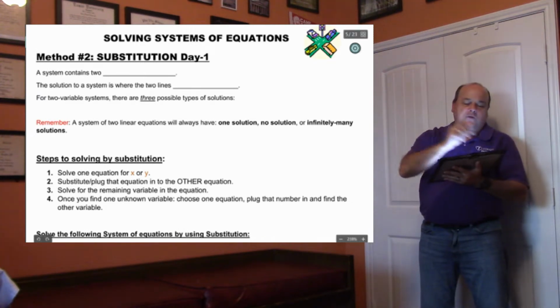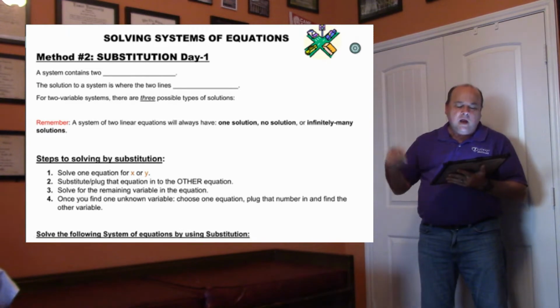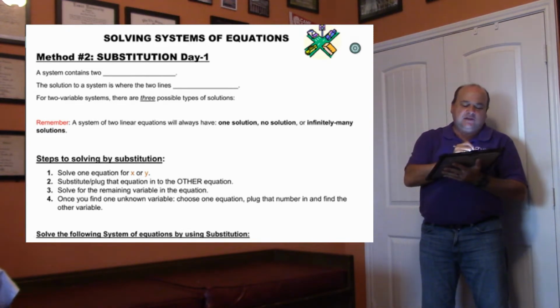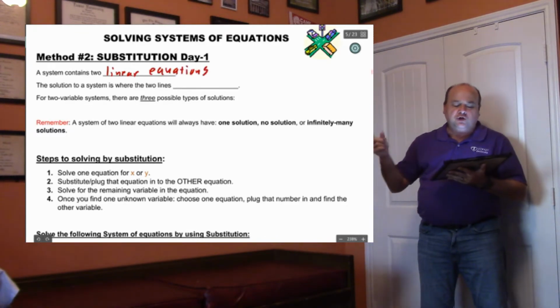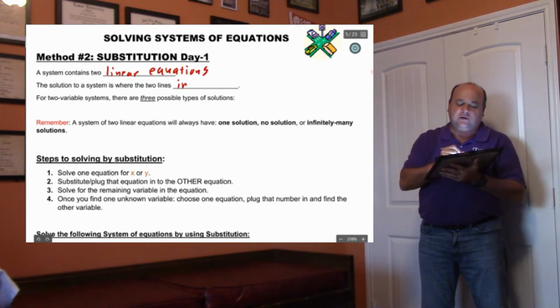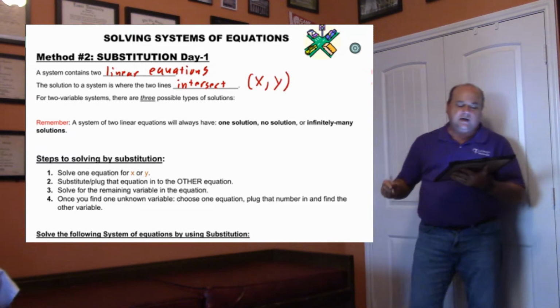Okay. So this should be appearing on your paper. Hopefully you're writing this down. Substitution day one. A system contains two linear equations. The solution to a system is where the two lines intersect. And it is an ordered pair. It's x comma y. It's the ordered pair where the two lines cross.